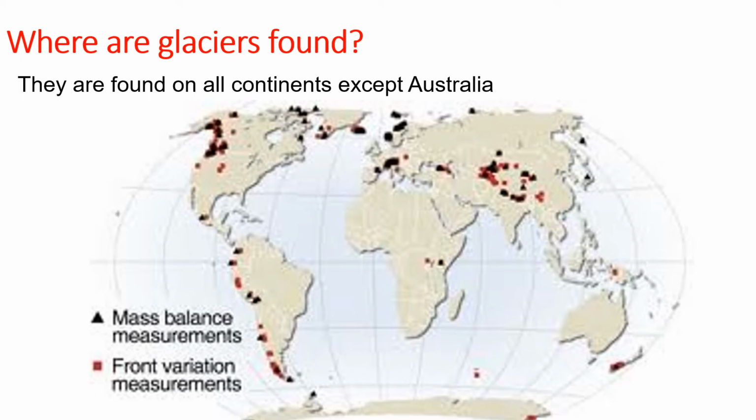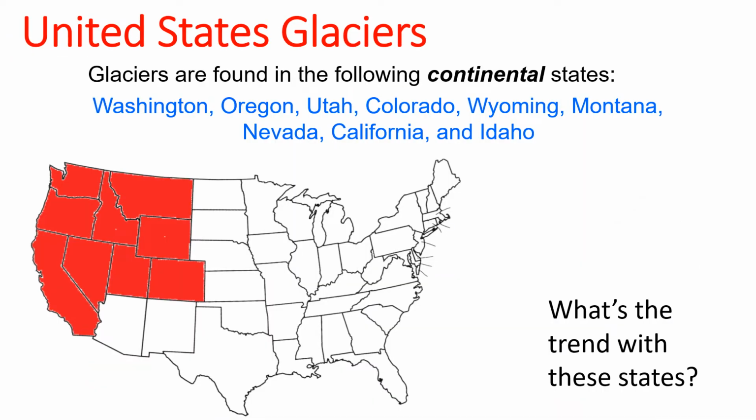Now, where are these found? They are found on all continents except Australia, including at areas near the equator. Now, how can you have a glacier near the equator where it's warm? The trick is it has to be at the top of a very high mountain, where we know it tends to be cold. In the United States, we have glaciers in these continental states.